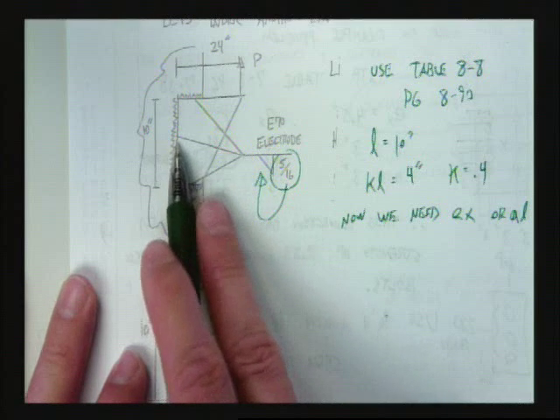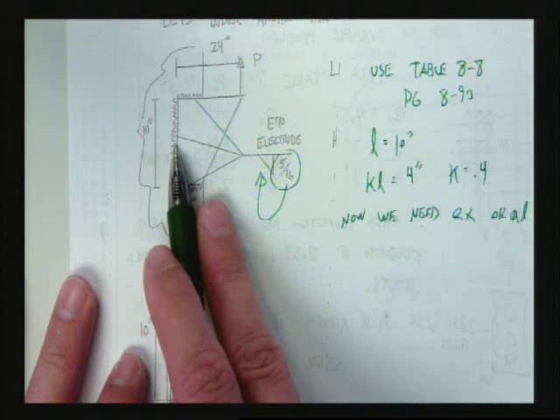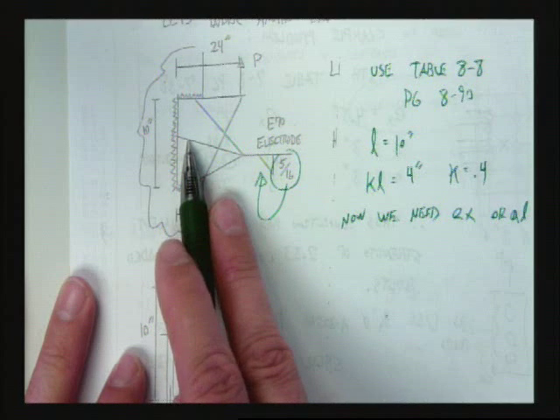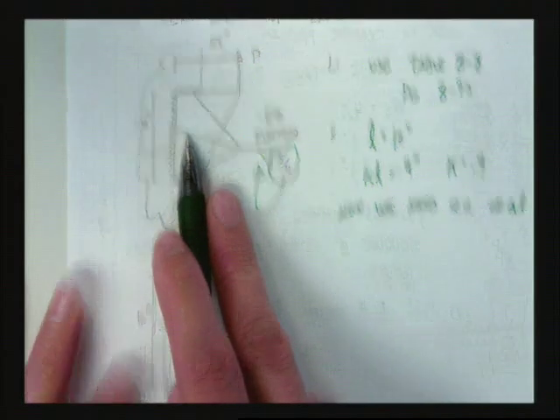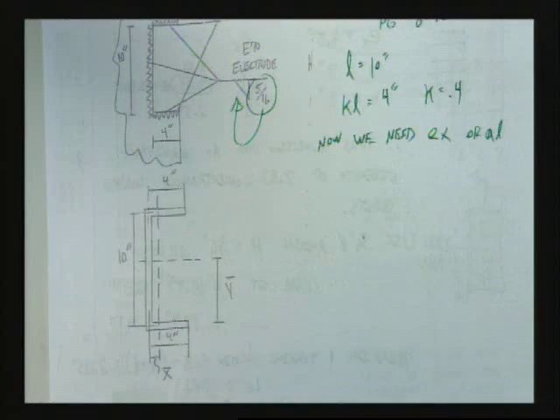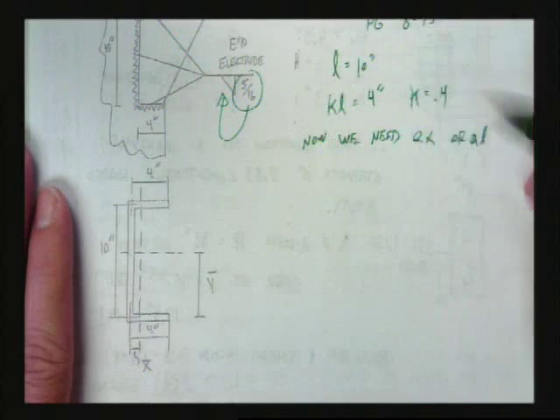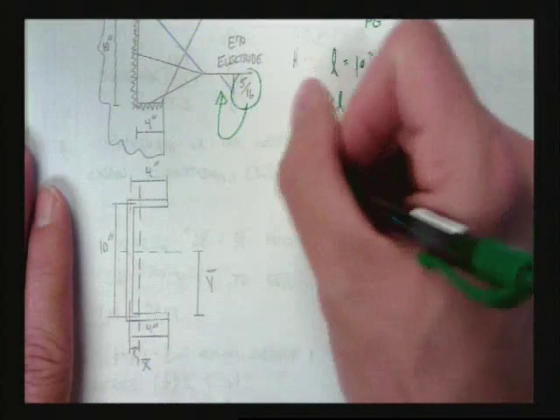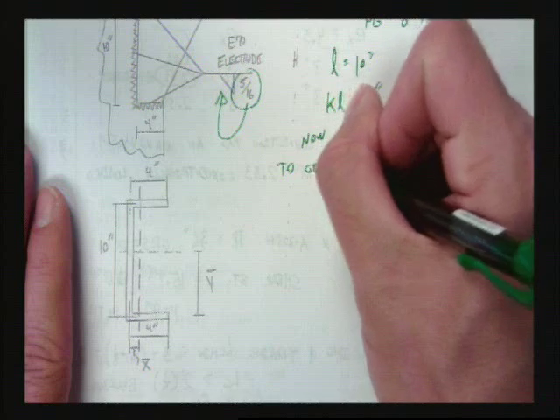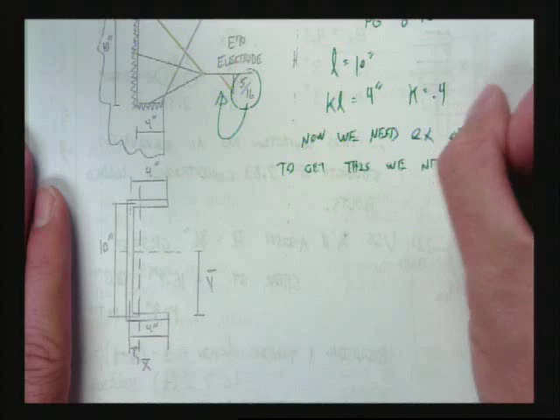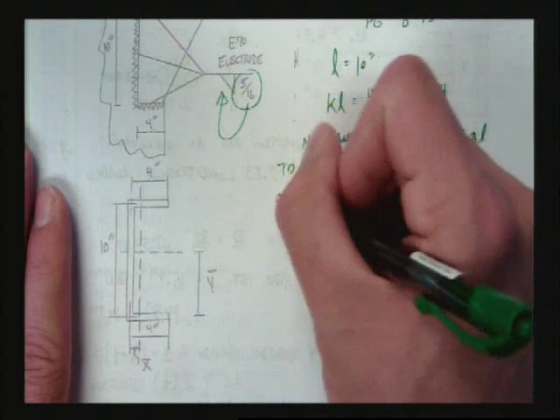Is it here? No? Is it about here? How do we find it? Well, you do it just like you find a centroid. Do it exactly the same way you'd find a centroid. So, now to get this, we need center of stiffness.